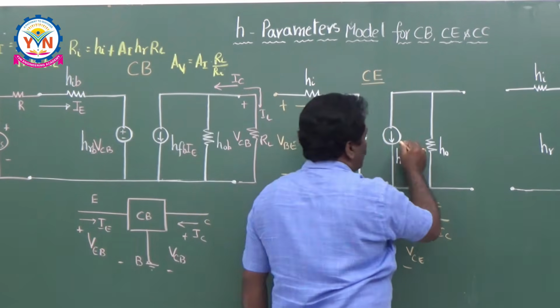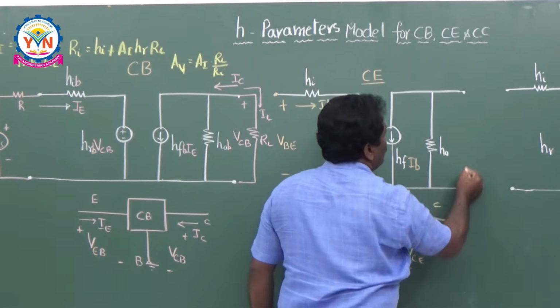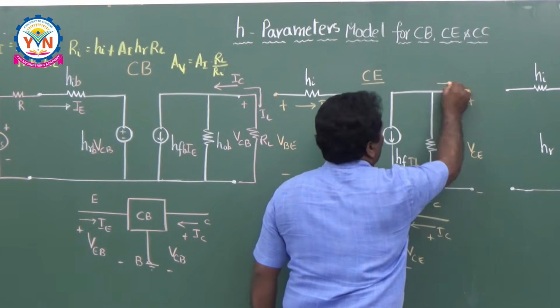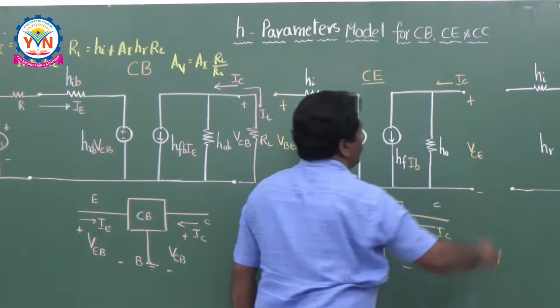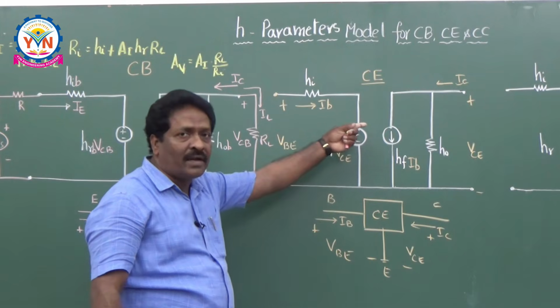And this is the current source, HF times input current, that is HF into IB. What is the output voltage here? This is VCE, and the output current is IC. So, this is the way of converting the generalized configuration into the common emitter configuration.